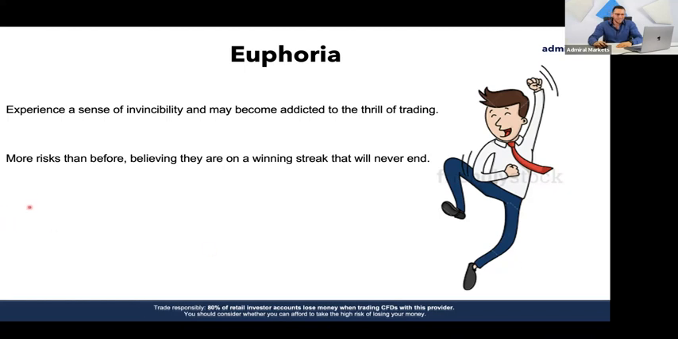All right. So the next one, Euphoria. Euphoria is when we experience a sense of invincibility, and we become addicted to the thrill of trading. In that stage, we tend to risk more than we used to risk. And we firmly believe that this winning streak, this rising impulse move in the price, whatever, will never end. It's going to keep on forever.